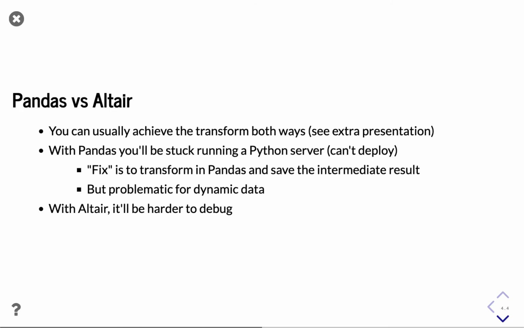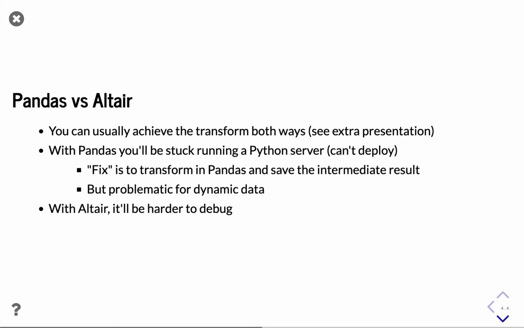There are other options to doing this in Altair directly. So you can use pandas if you're familiar with it. You can often achieve the transformation using one or the other. As I mentioned before, we have an extra presentation that maps between these two. So if you're familiar with one, we'll show you how to do it in the other and also walk you through the transformations in a little bit more detail. So it's essentially a lab lecture that was intended for next week. But if you want to get ahead, you're confused, whatever it is, feel free to take a peek and look ahead at that material.